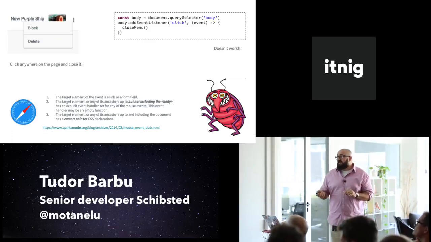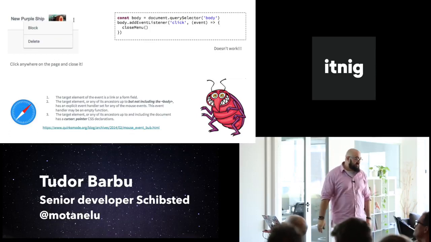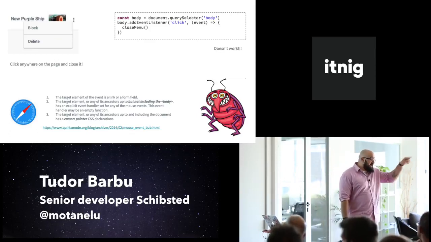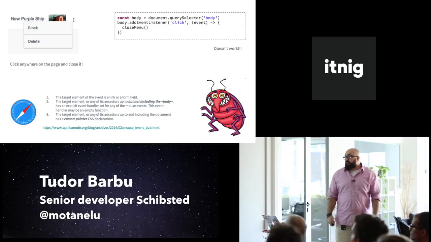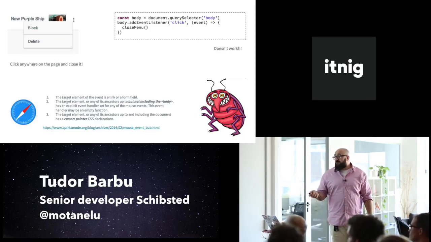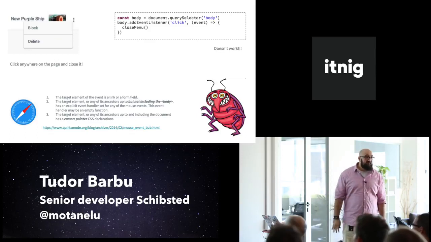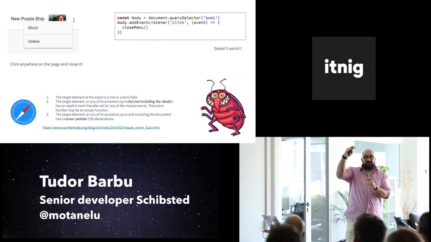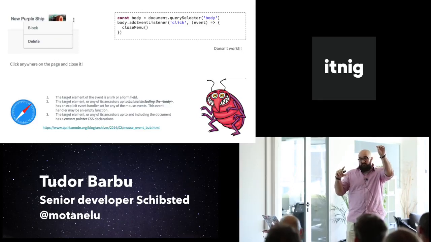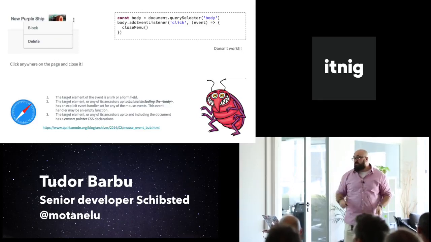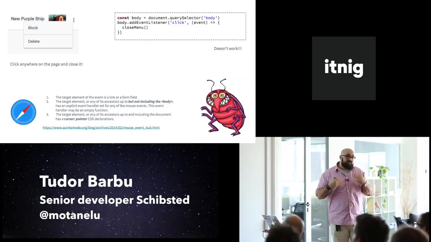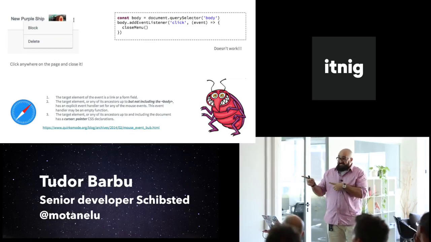So first, the target element is a link or a form field. Obviously, I need the user to be allowed to click anywhere. This couldn't work. Second, the target element or any of its ancestors up to, but not including, the body. So imagine, I don't know the structure of the HTML outside the widget. They may have one parent, multiple parents, I don't know. The only thing that I was sure was there was the body, but that doesn't work.